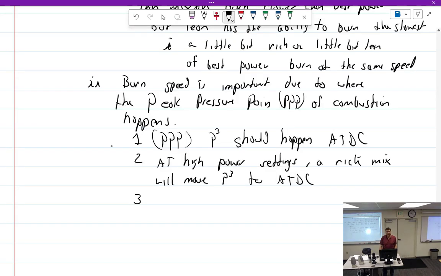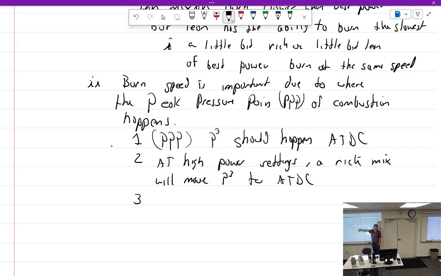All right. And then why don't I just use best power? Fuel economy. We're cheap, but we're not that cheap. Temperature, cooling, all those things. But more importantly, what are we talking about here?